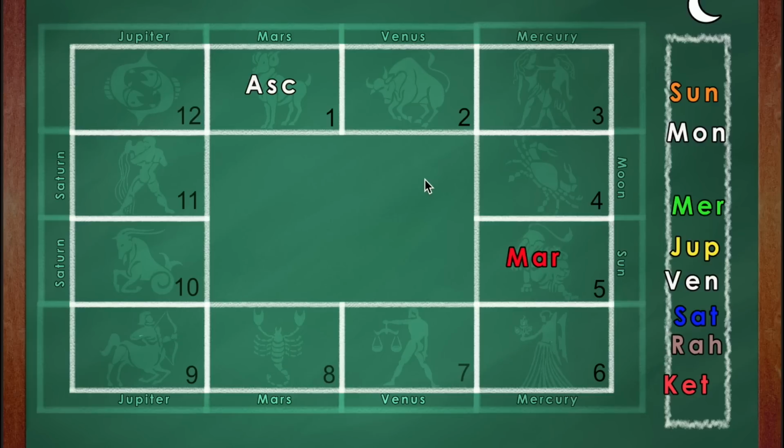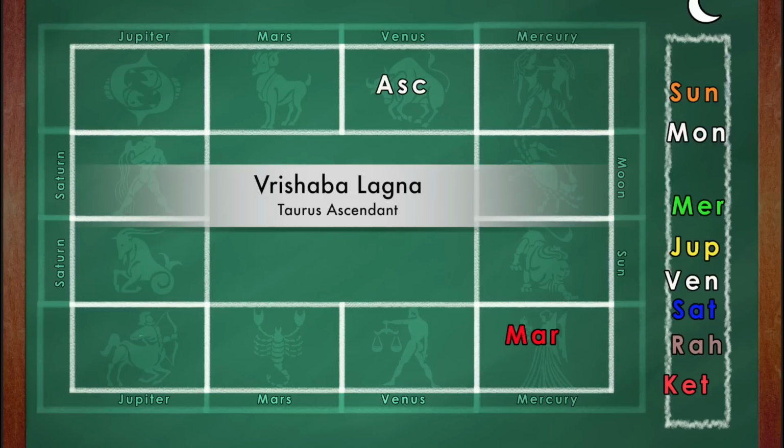So you should expect more of the positive sides of Mars in the fifth than the negatives, unless you have other afflictions of Mars, let's say by Saturn. So this one would completely change the whole picture. This is Rishabha Lagna, Taurus ascendant, and you have Mars in the fifth house. This Mars is very unhappy to be here.